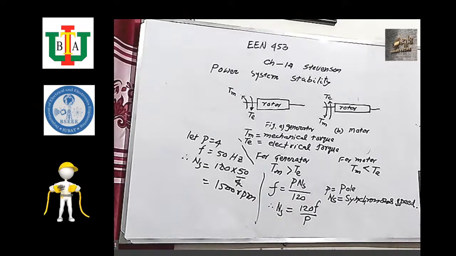What is stability? Stability is that property of a power system due to which the power system comes back to the previous condition after suffering a disturbance or fault.